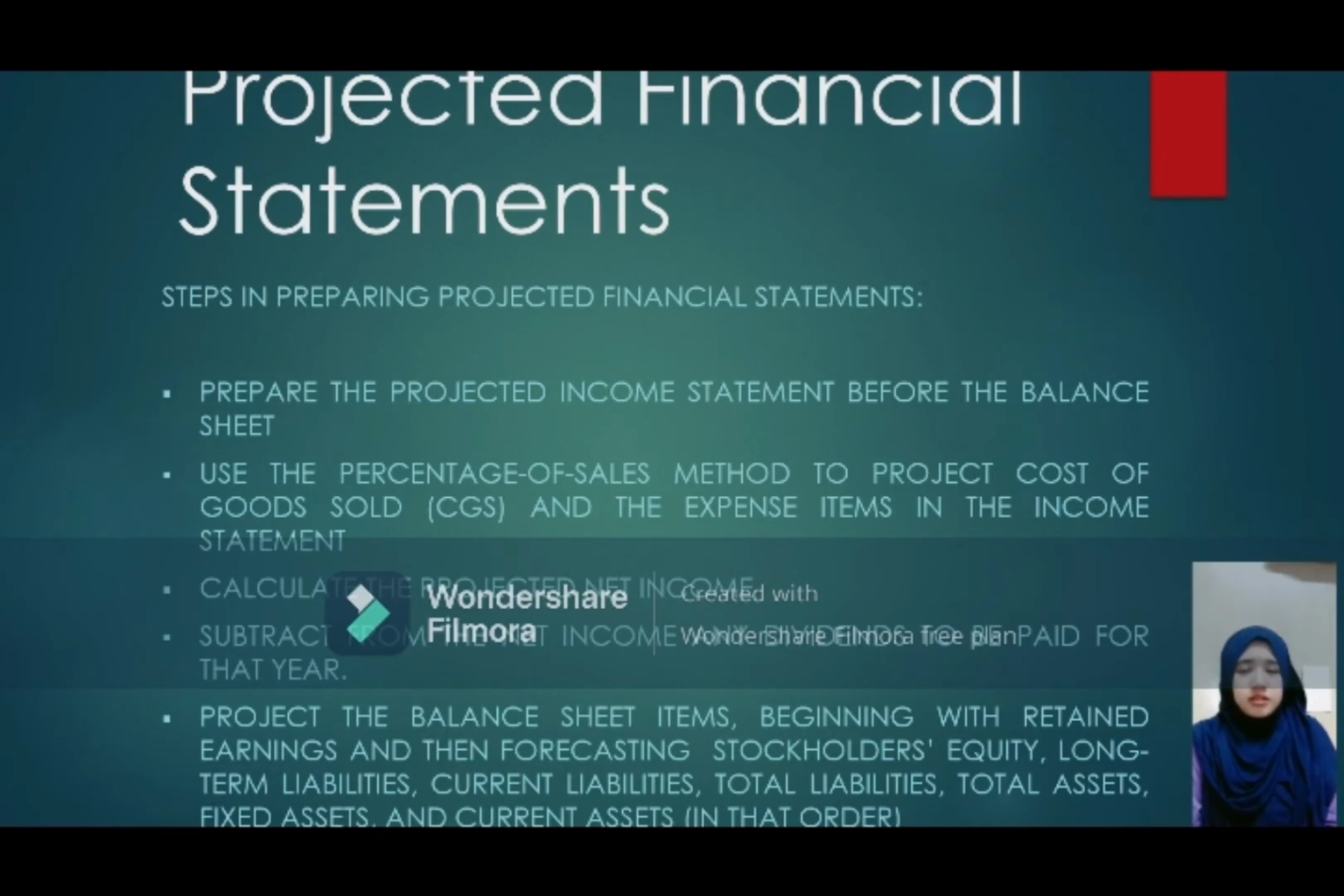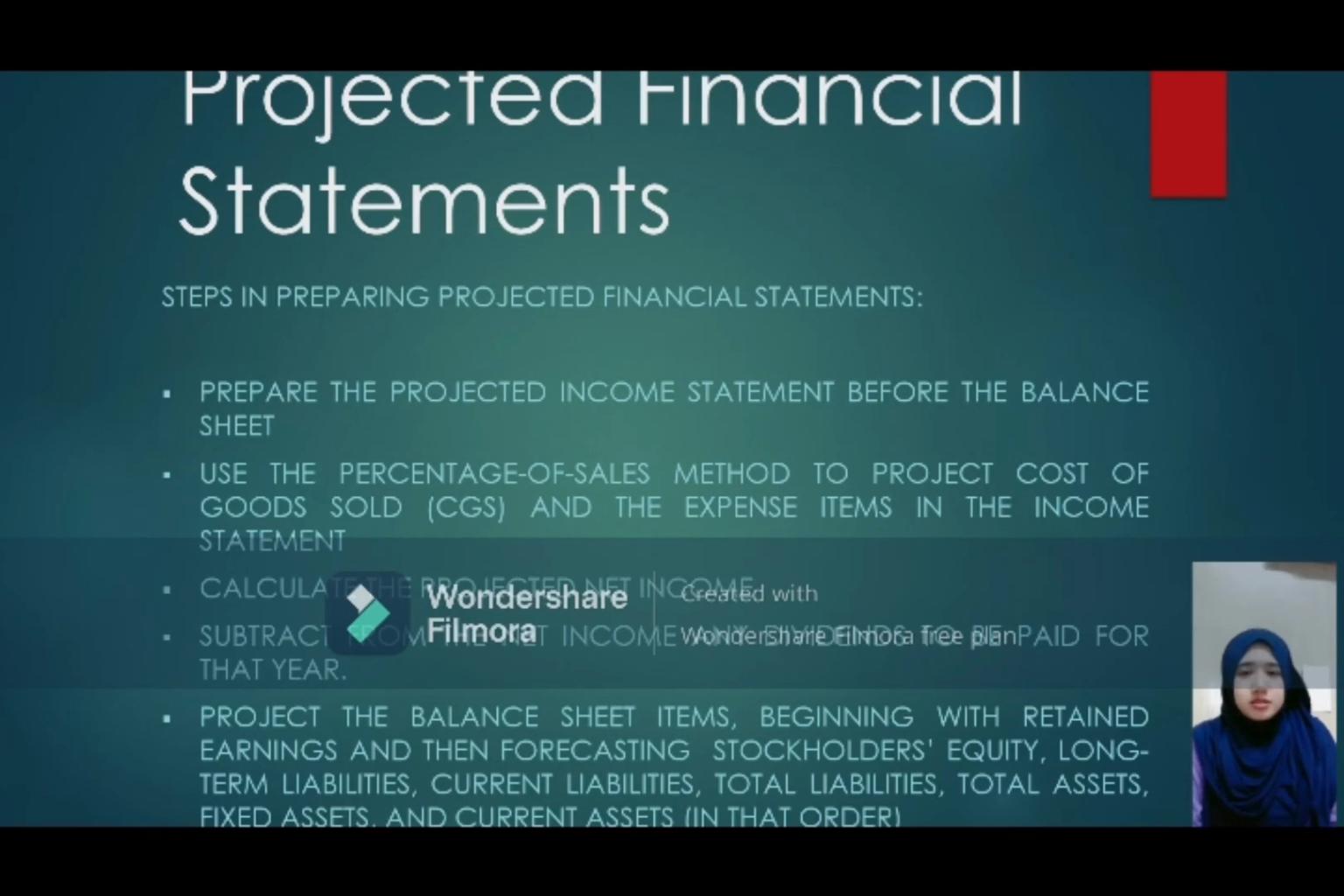Projected financial statements. Steps in preparing projected financial statements. First, prepare the projected income statement before the balance sheet. Second, use the percentage of sales method to project cost of goods sold (COGS) and the expense items in the income statement. Third, calculate the projected net income. Fourth, subtract from the net income any dividend to be paid for that year.